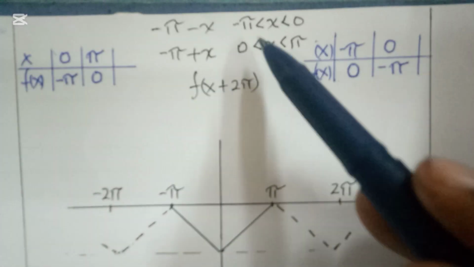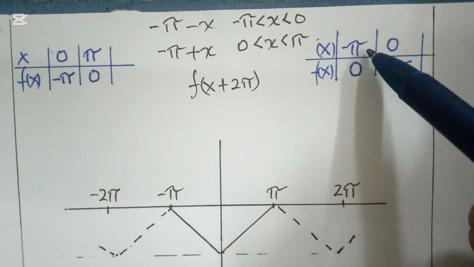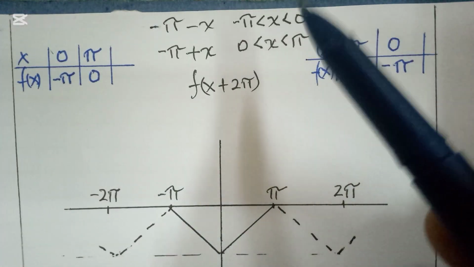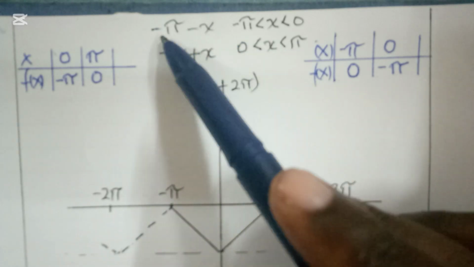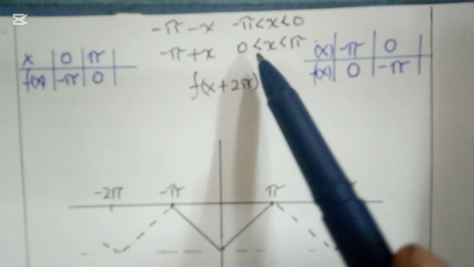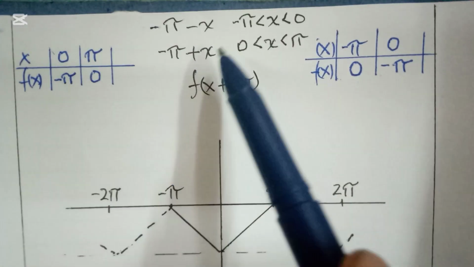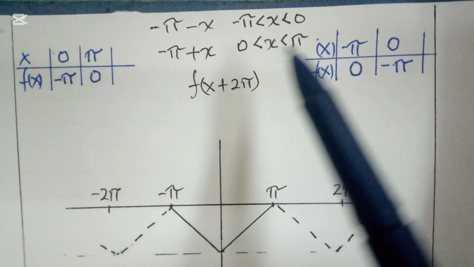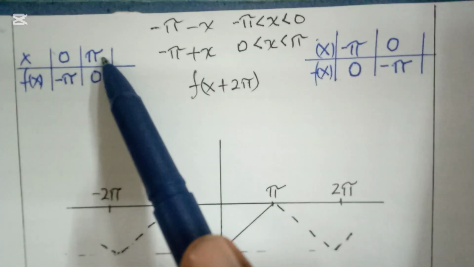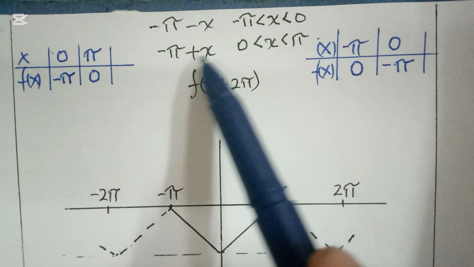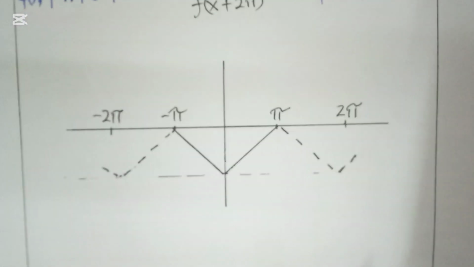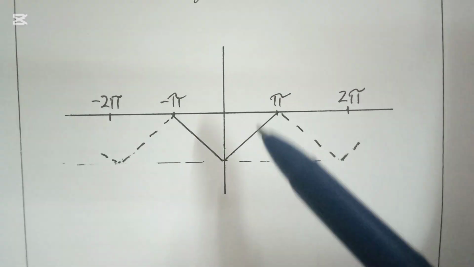So when I put negative pi there, this is going to give me negative pi plus pi, which is 0. For the 0, when I put there, it will be negative pi. And then coming to this other side, that is from 0 to pi, if I put 0 here, you shall have negative pi. If I put pi here for x, this one is going to be 0 because minus pi plus pi is 0. From there, guys, I come and now draw the diagram. And this is how I drew it.